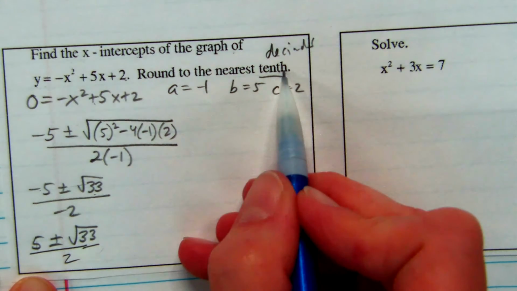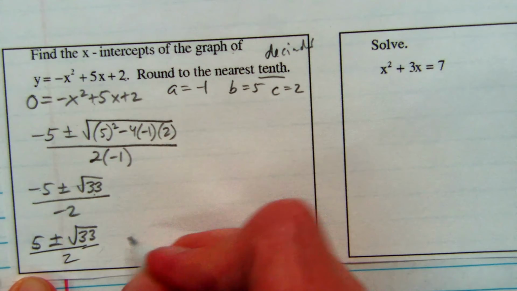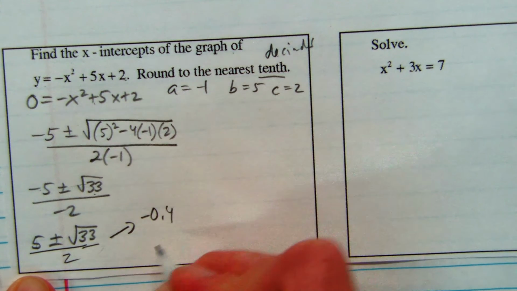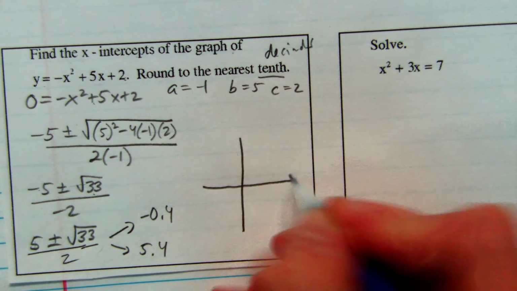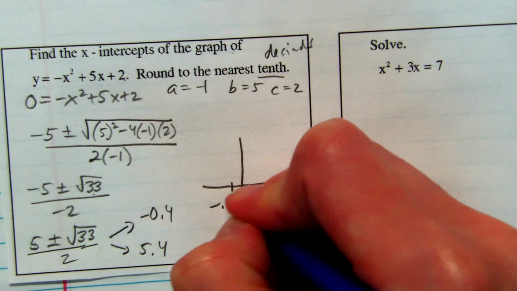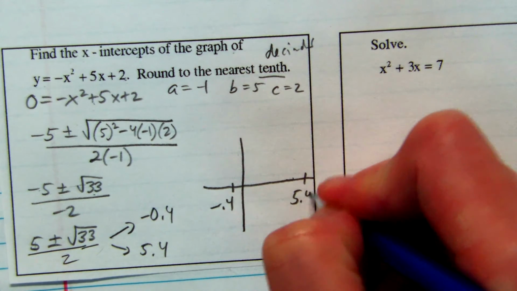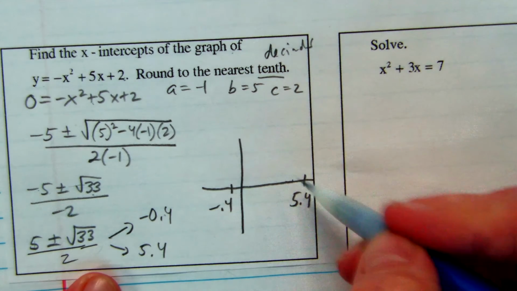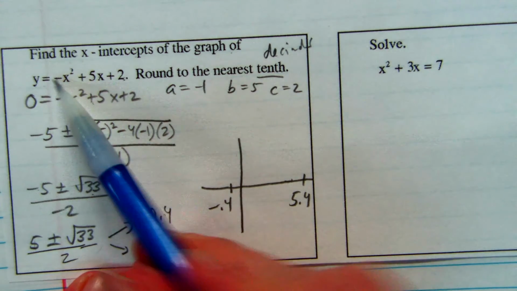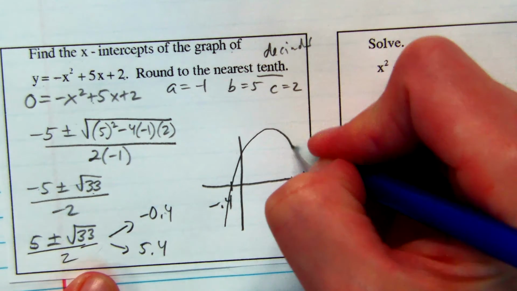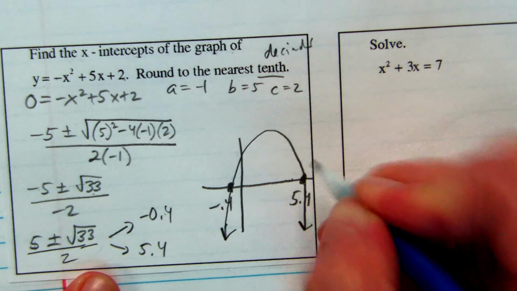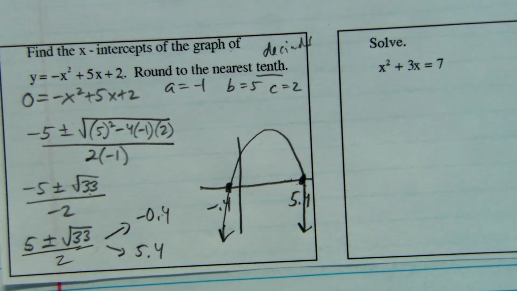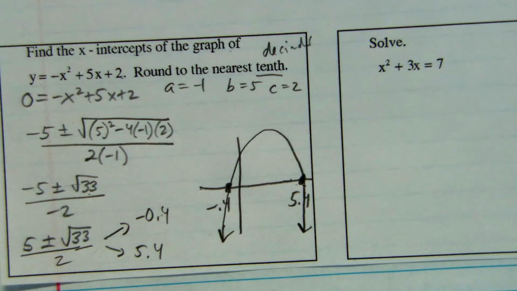But they're actually looking for nearest tenth. So we would type this in, and you'll get negative 0.4 and positive 5.4. And so what we just found is that if we were on the graph at negative 0.4, and over here at 5.4, this parabola would touch the x-axis. And since the beginning of this is negative, I know it opens upside down. And so we'd have a graph that kind of looks like this. And so when they're asking for x-intercepts, you're just looking for where it goes to the x-axis. And you can totally find that using this formula. So it's useful for lots of things.